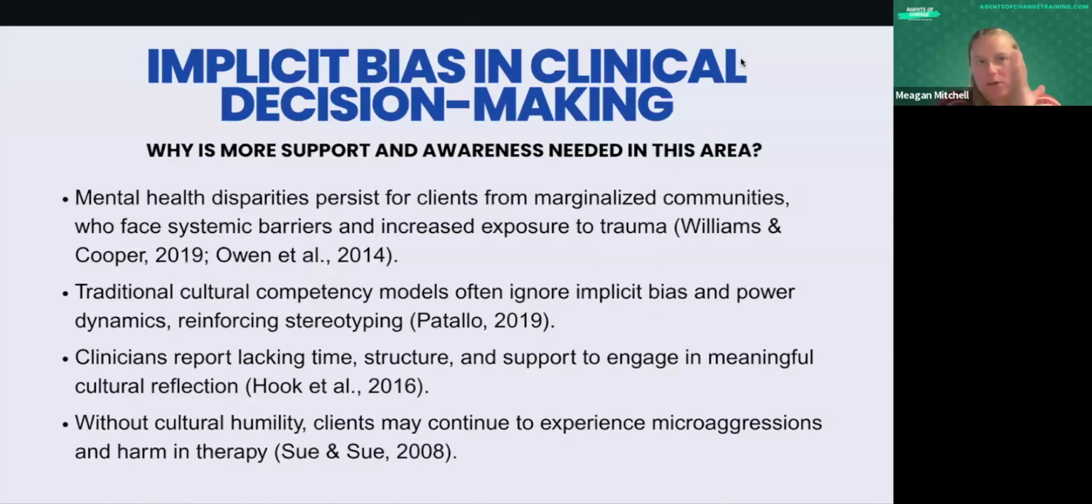Cultural competency, what we talked about at the beginning, ignores power dynamics. It reinforces stereotypes. How many of you have taken a cultural competency course where they say, when working with clients from African American backgrounds, this is what you should expect? That's not cutting it. Why? Because it's reinforcing stereotypes, and it's just assuming that every client group behaves in a certain way. And what cultural humility does is it really focuses on the individual's experience.